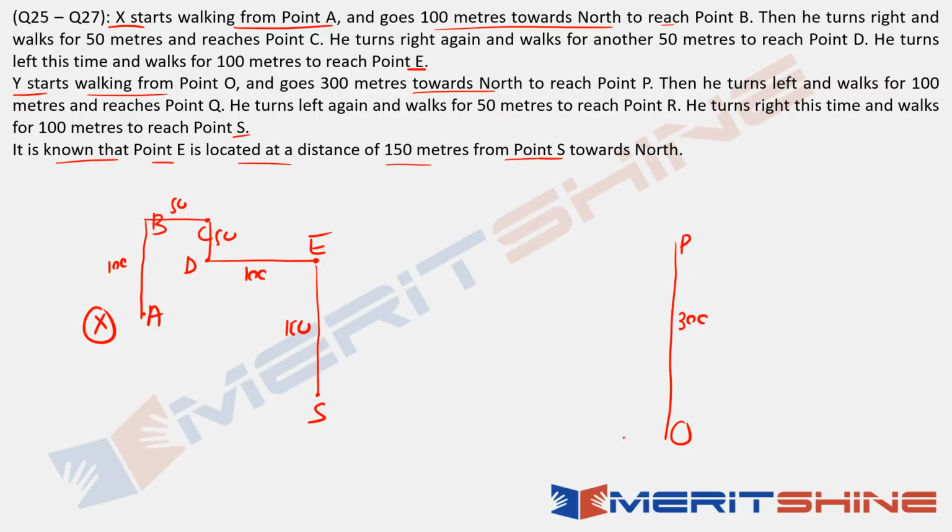This is P, and we're talking about Y now, right? Turns left, walks for 100, so let's draw it like 100. This is point Q. Turns left again, walks for 50, so let's draw a small one. This is 50, this is R, and then 100 again, and this is S. It is like that. What would you do now?